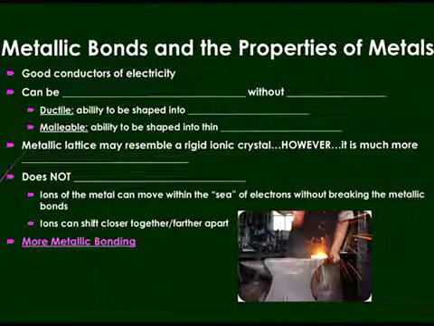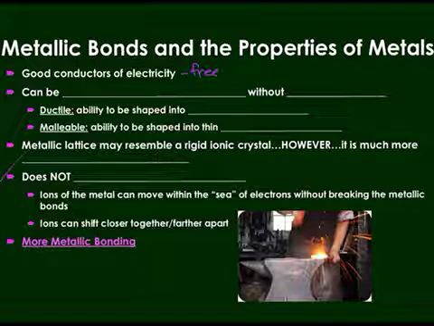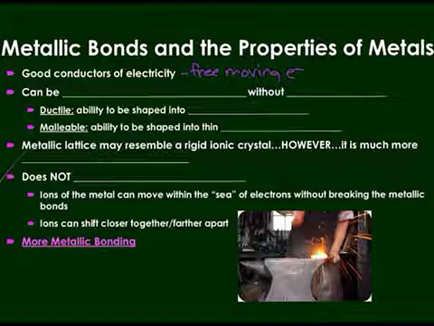So metallic bonds and their properties: they're good conductors of electricity because they have the free moving electrons. So remember, in order to conduct electricity, electrons have to be able to move. So anytime we have moving electrons, we have good conductors.